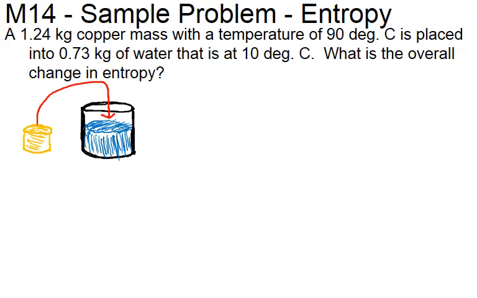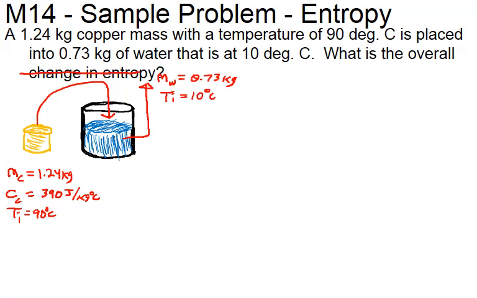So what we're going to have to do first is figure out what's going on with the temperature. Here's the mass, 1.24 kilograms. Specific heat of the copper is 390 joules per kilogram degrees Celsius. Initial temperature is 90 degrees. We have the water here, which is 0.73 kilograms and 10 degrees Celsius. So we know that we're going to need the average temperature eventually to be able to look at entropy. So the first thing we have to do is calorimetry.